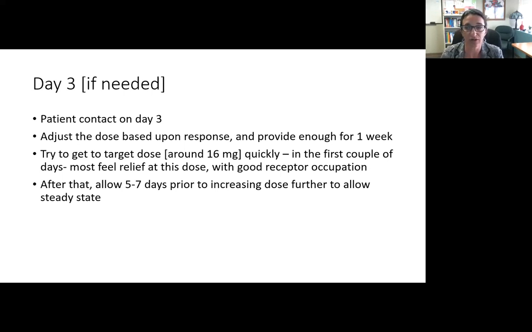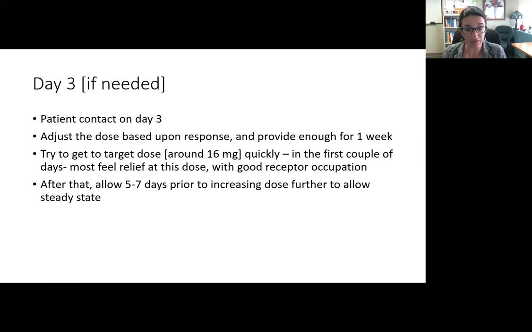And we usually would recommend giving someone enough of the medication for 1 week, so where they would need potentially up to 24 milligrams for that week, but based on what your clinic can provide in terms of when their next visit would be, you can adjust it based on that. But we try to get to that target dose quickly, whether that's 16 milligrams or otherwise in the first couple of days.